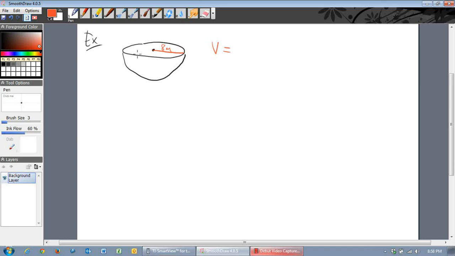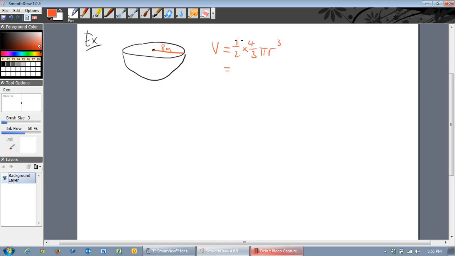8 meters. Find the volume of this. So the volume of this, what we want to do is use our formula. What's the volume of a sphere? It's 4/3 pi r cubed. But in this case we've only got half of that, so we only want half of that. In this case our radius is 8, so let's just do this.